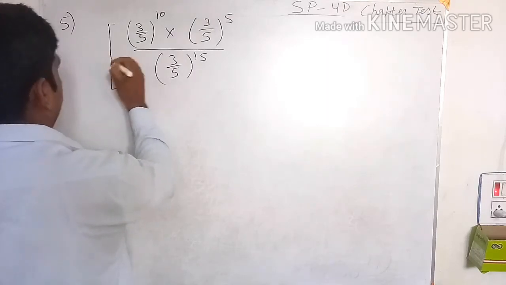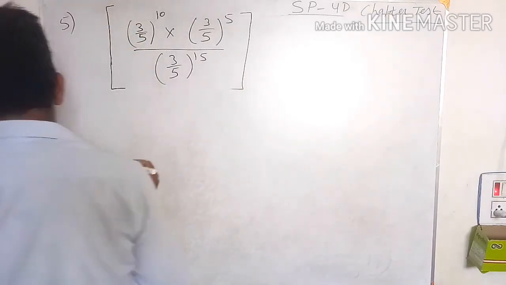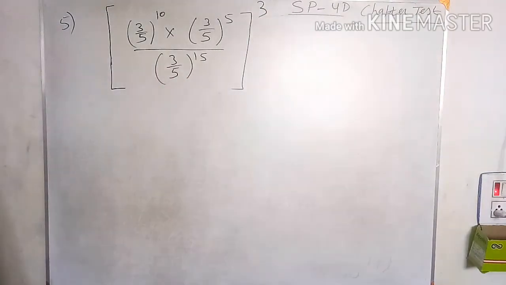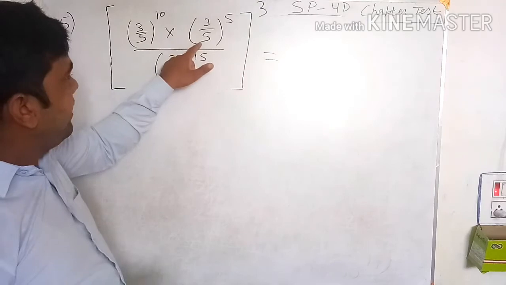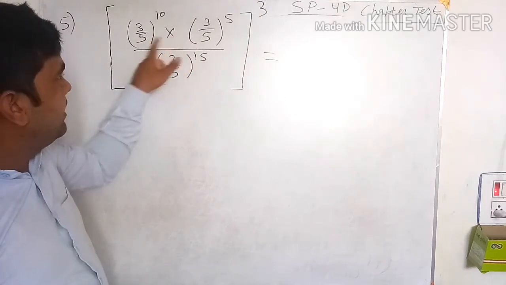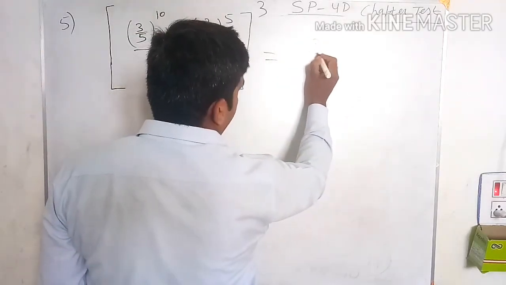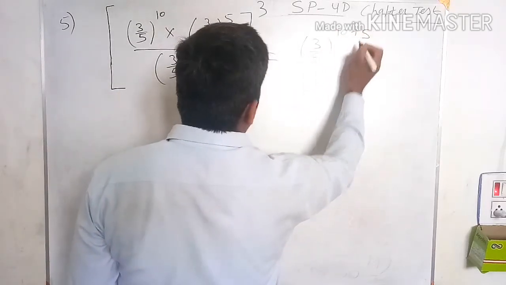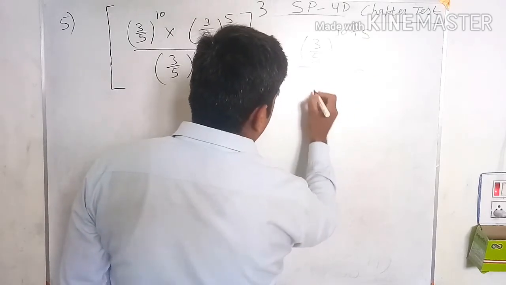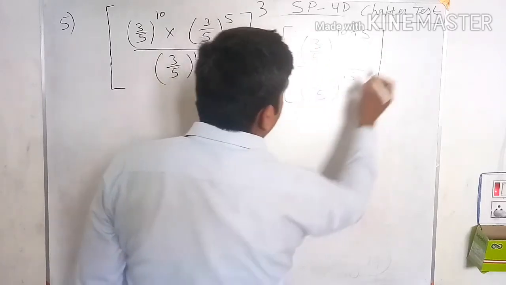And this whole to the power 3, this we have to evaluate. Now see how we do it. Here you can see the bases are same and they are multiplied with each other. So take the base common and add the power 10 plus 5. So what you get? 3 by 5 to the power 10 plus 5 upon 3 by 5 to the power 15 and whole to the power 3.